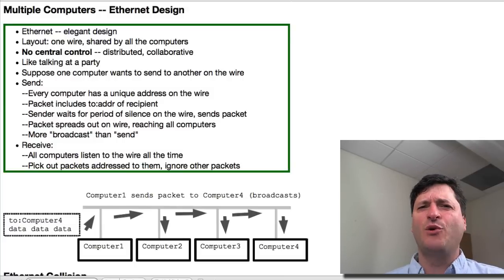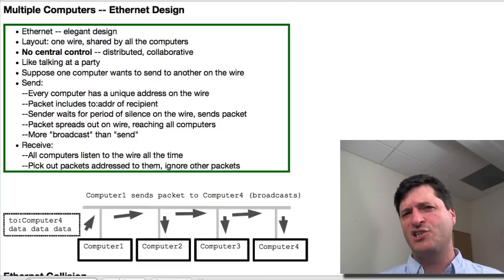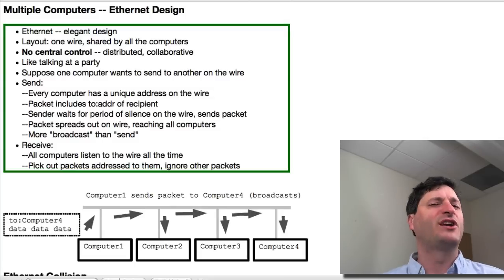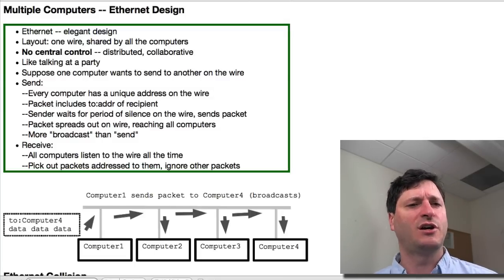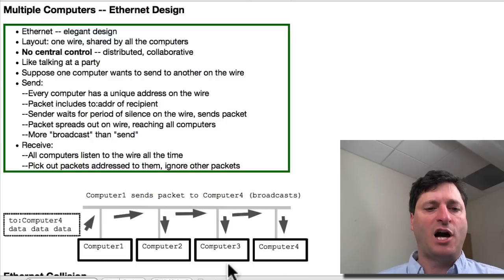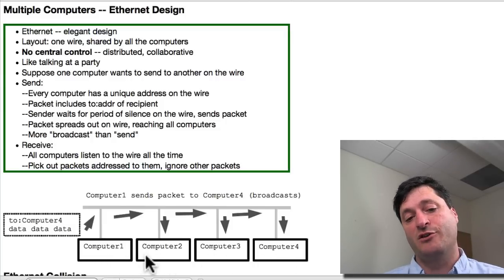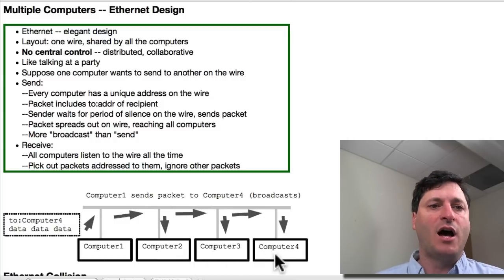So the analogy is always that it's kind of like a cocktail party: if you have a bunch of people all facing each other, they're able to have a conversation, even though 2 people can't really talk at the same time, but they're able to cooperate and take turns, basically. And Ethernet works in a way similar to that. So here's how it's going to work. Each one of these computers has a unique address. So I'll say, computers 1, 2, 3, 4.